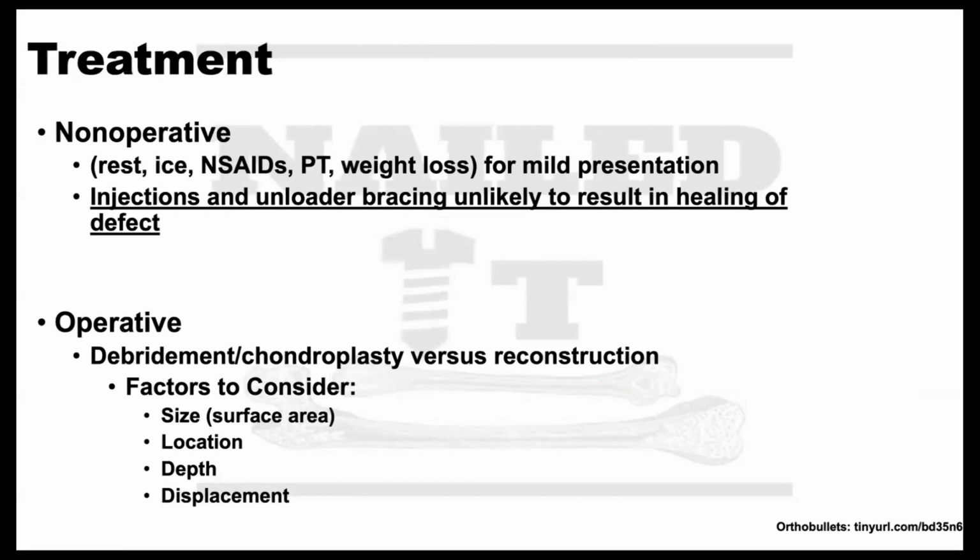And for operative management, you look at debridement and chondroplasty versus reconstruction. The important factors to consider, which I'm sure we'll cover in some of these papers, are the size, particularly the surface area, the location, the depth, and any displacement of the actual articular cartilage.